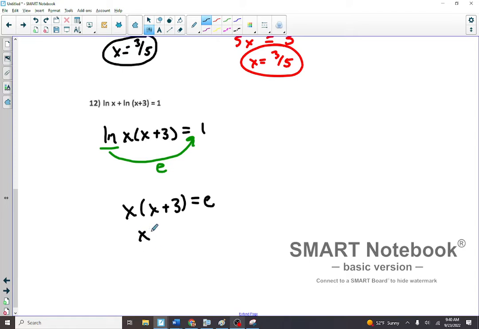We could FOIL out the x squared plus 3x, subtract the e, but this is impossible to solve, so we will just leave it like that. Or we would need a quadratic formula. I don't want to use a quadratic formula or something crazy like that.